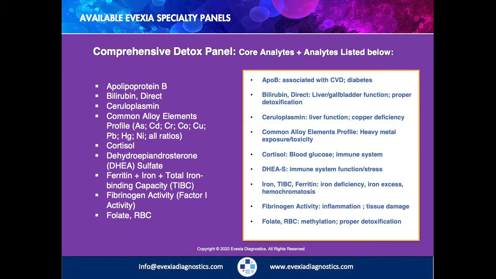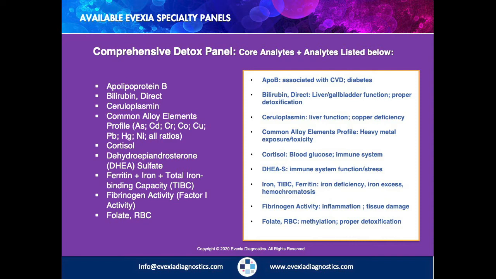So here are the components of the comprehensive detox panel, which include the core analytes I just mentioned, plus 18 additional analytes. Now, the first analyte is apolipoprotein B. And apolipoprotein B is a protein that's involved in the metabolism of lipids and is the main protein constituent of the lipoproteins, such as the low-density lipoproteins and the very low-density lipoproteins.